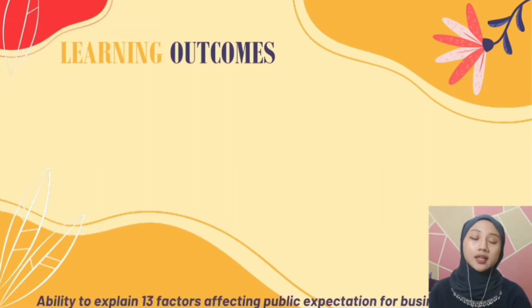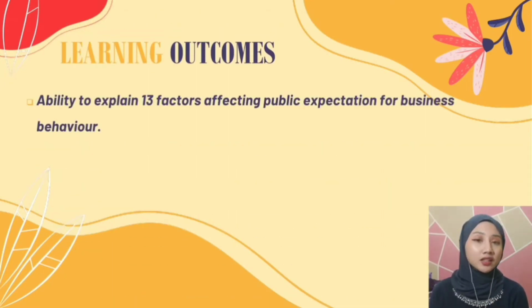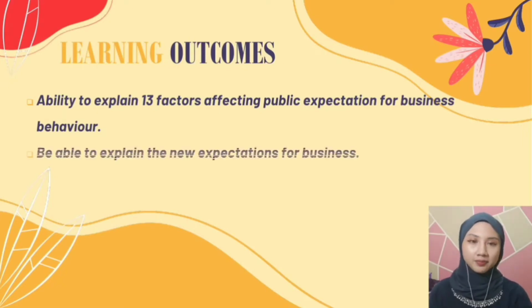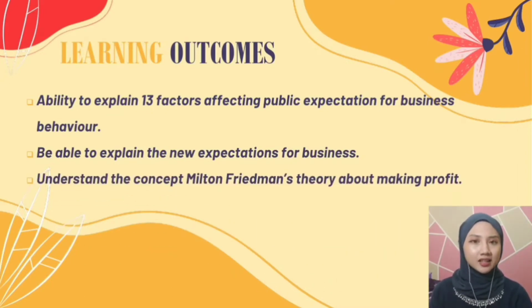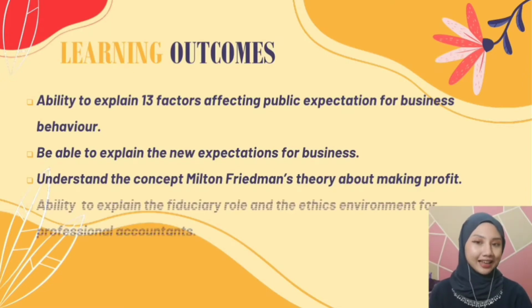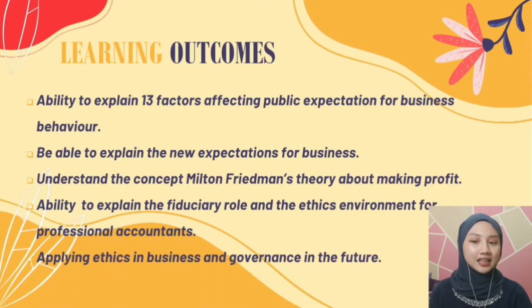The first one is the ability to explain 13 factors affecting public expectation for business behavior. Second, be able to explain the new expectation for business. The third one, understand the concept of Milton Friedman's theory about making a profit. Next, be able to explain the fiduciary role and the ethical environment for professional accountants. Lastly, applying ethics in business and governance in the future.